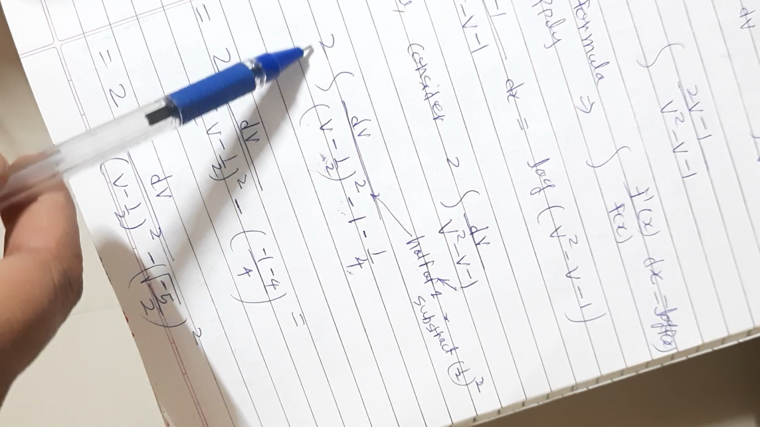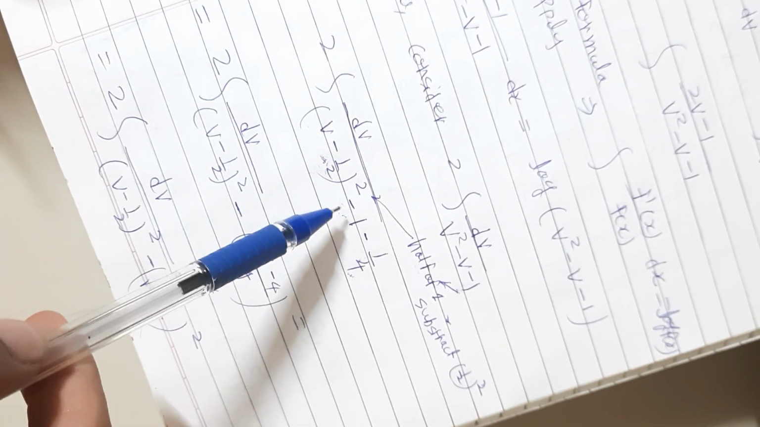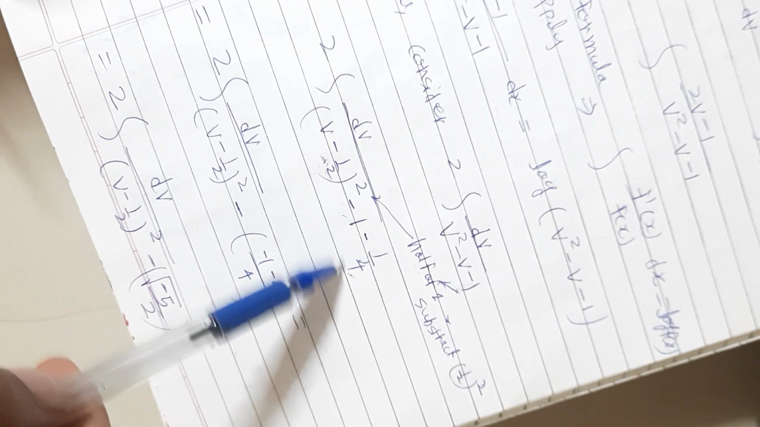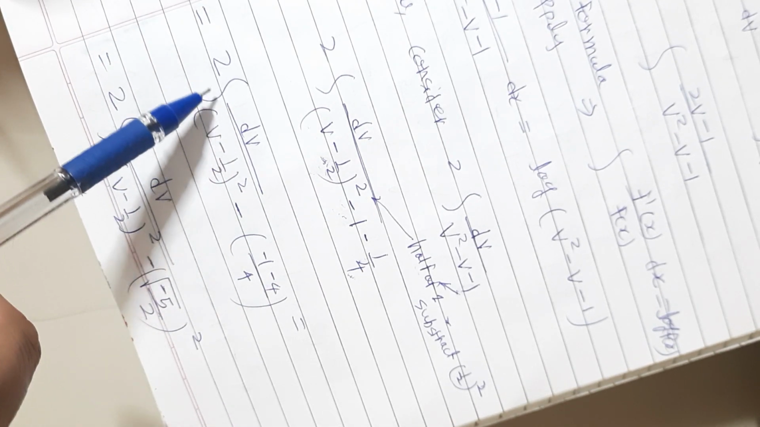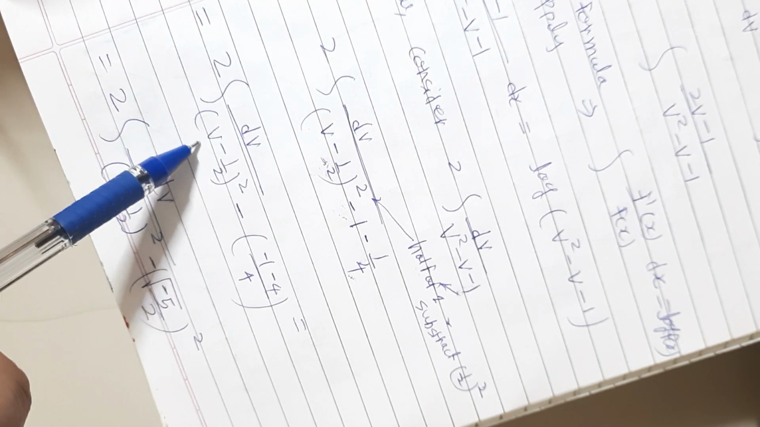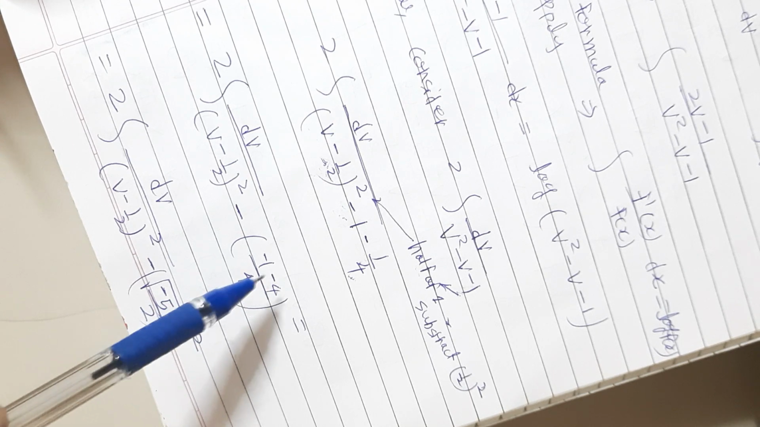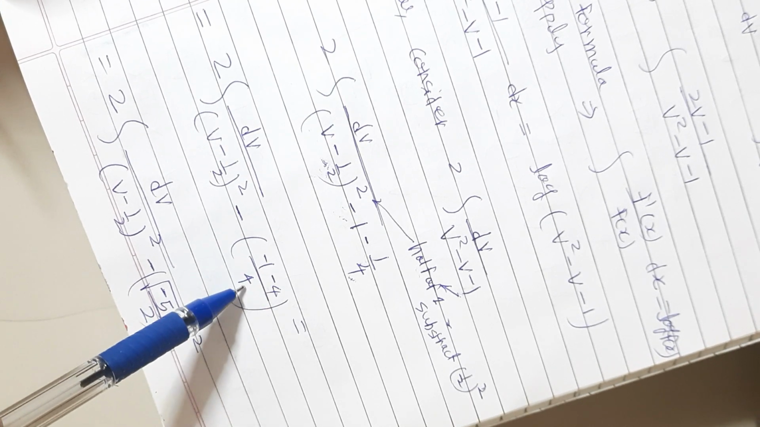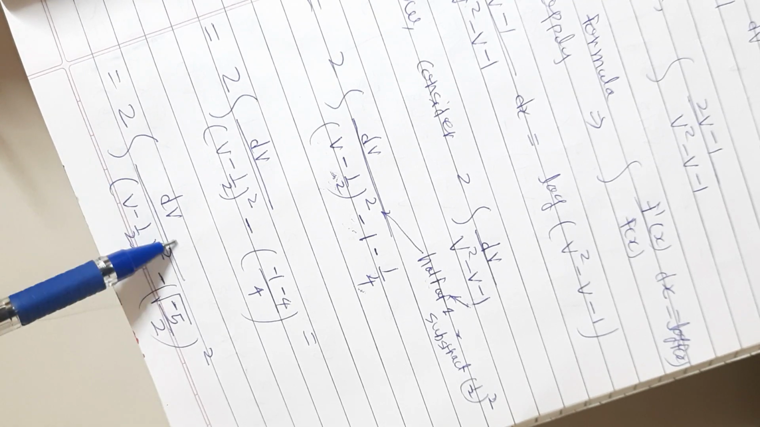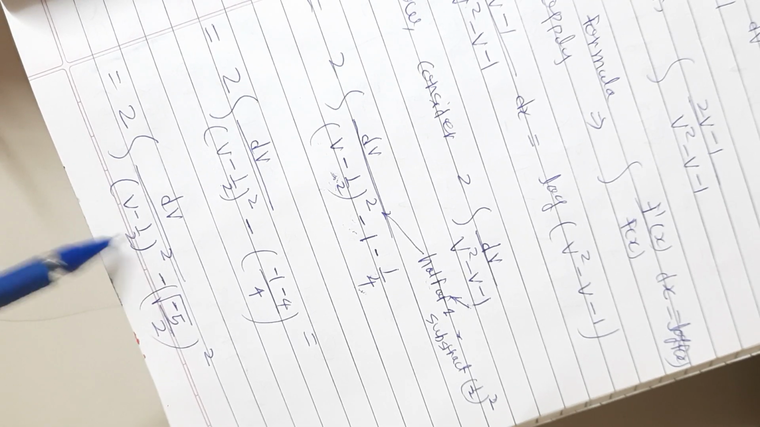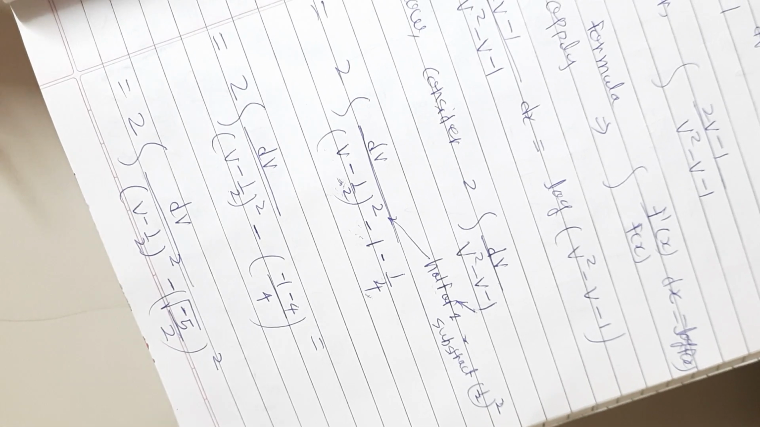Then we get 2 into integration of dv upon (v minus 1 by 2) bracket square minus 1 minus 1 by 4. Therefore, this comes in the form of 2 integration of dv upon (v minus 1 by 2) square minus (1 by 4 plus 1, that is 5 upon 4), which is equal to 2 integration of dv upon (v minus 1 by 2) bracket square minus (root 5 upon 2) whole bracket square.